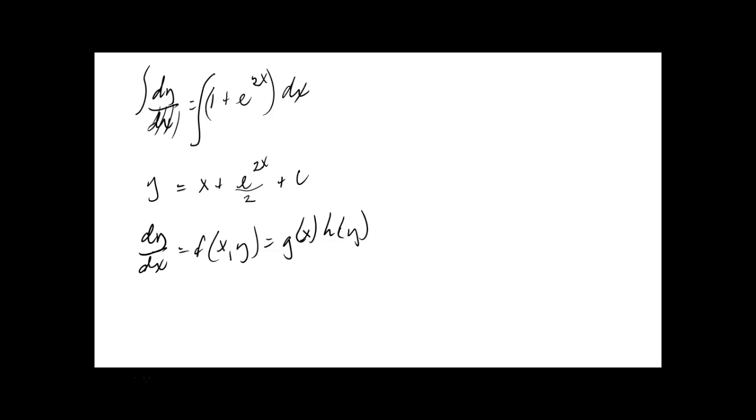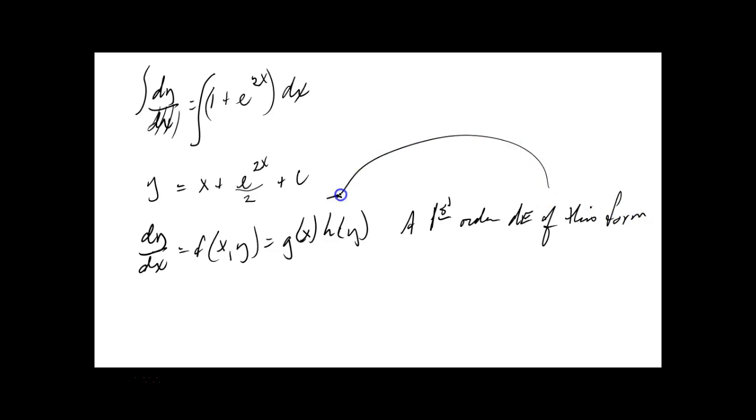So a first order differential equation of this form, dy dx is equal to g of x times h of y, is said to be separable, or to have separate variables. Okay? So let's look at some examples.